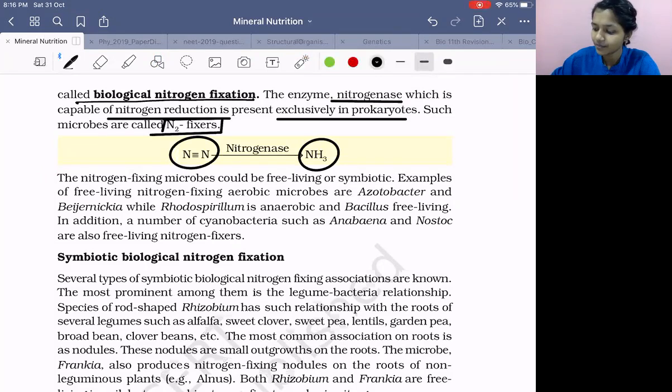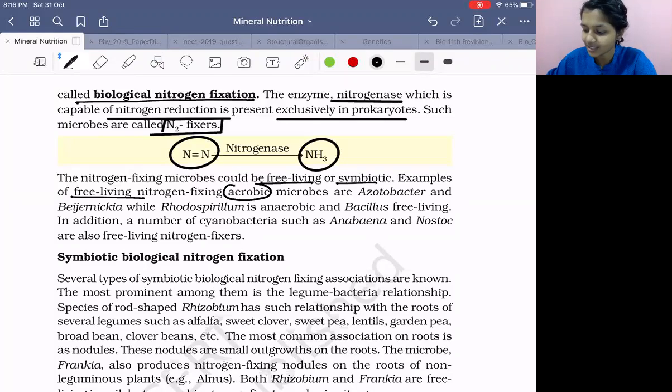Now you can see some of the bacteria names which are able to fix N2. They can be free living or symbiotic. They can be free living in the soil and fix nitrogen, or they can be symbiotic, in association with some plant. For now, we are seeing the examples of free living prokaryotes which can fix nitrogen.